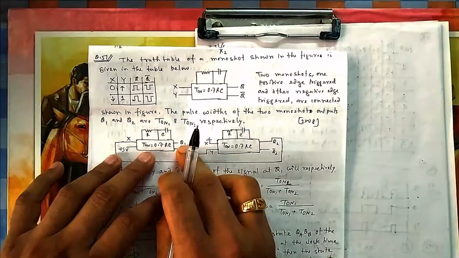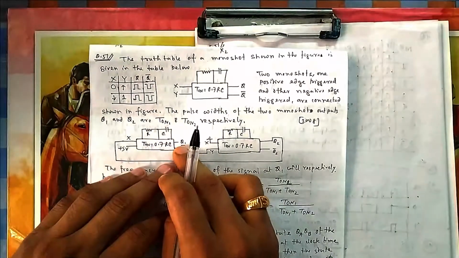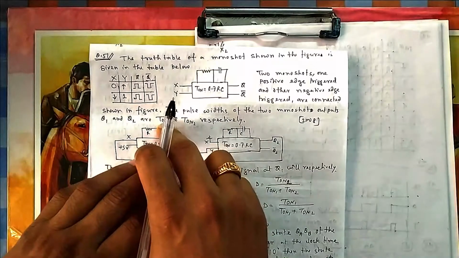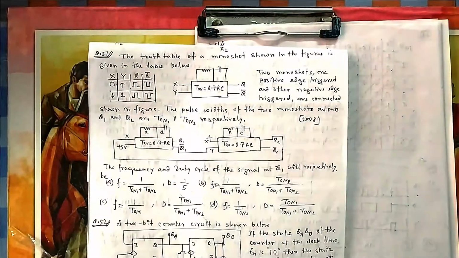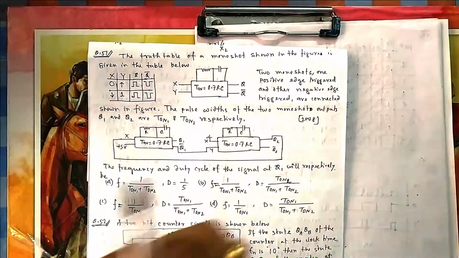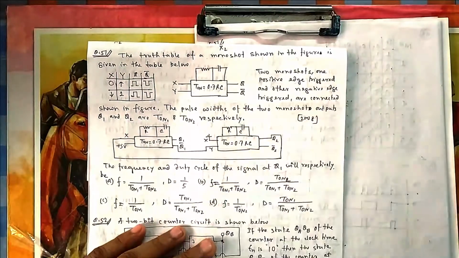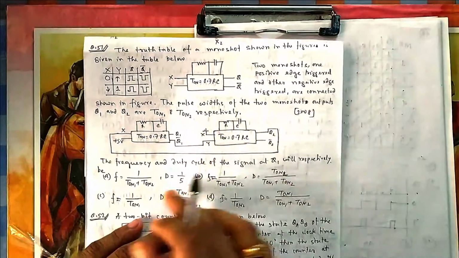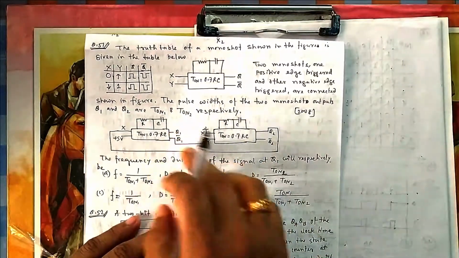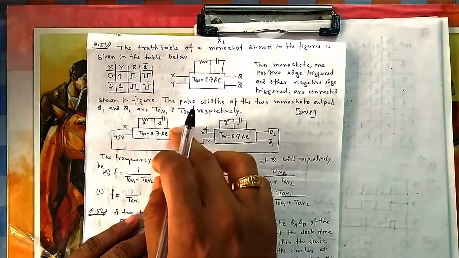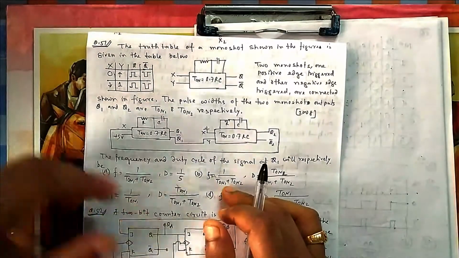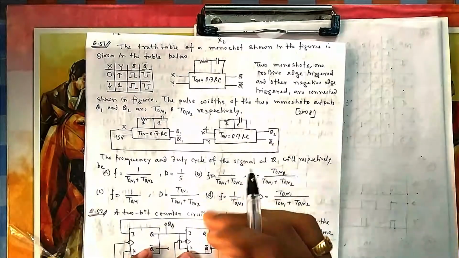So your Q1 will be 1 for T on 1 seconds, and after that it will automatically go to 0. Similarly, Q2 will stay for T on 2. If they are connected in this way, we want to find the frequency and duty cycle of the signal Q1. So we want to draw Q1 and derive the duty cycle and frequency.